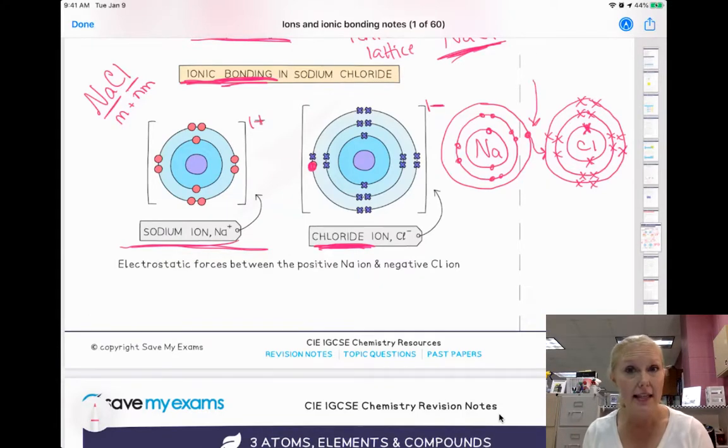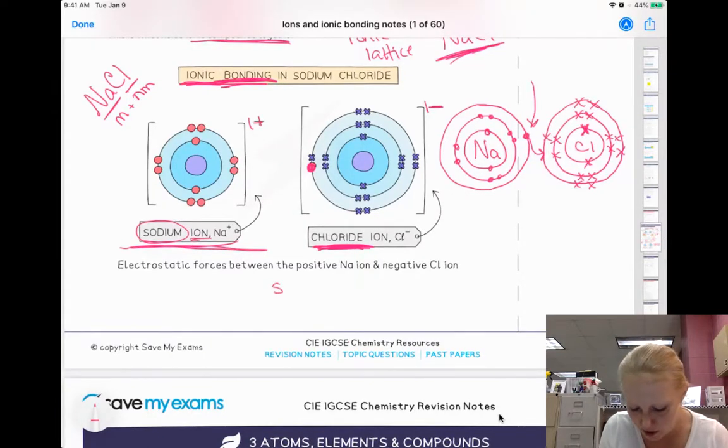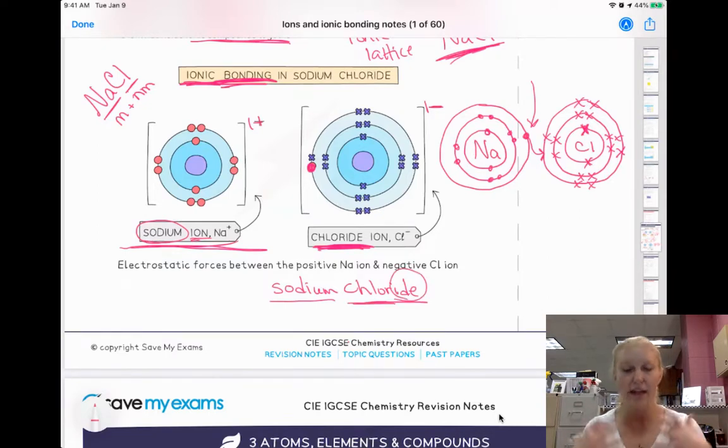So the way this naming thing works is the metals don't change their ending whatsoever, ever. So sodium is still just sodium with the word ion on it. When they come together to make my compound, I just put those 2 names together, sodium, and then I use chloride. So the name of your metal stays the same, but then your nonmetal's ending changes to IDE. So that is sodium chloride.